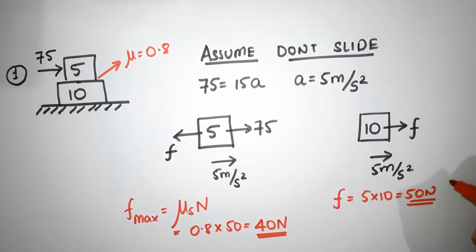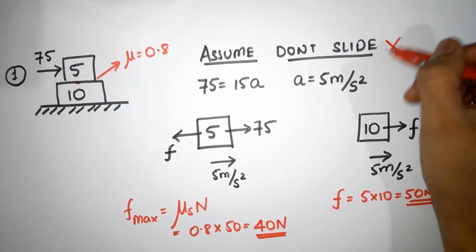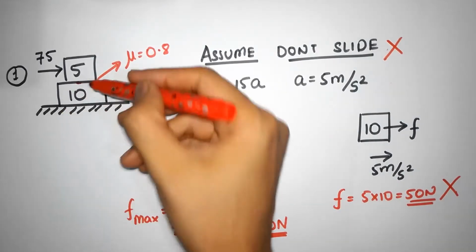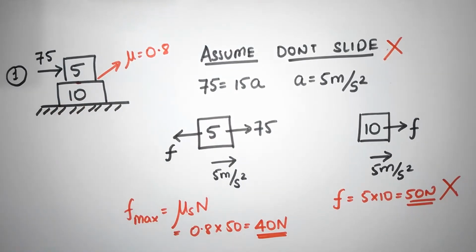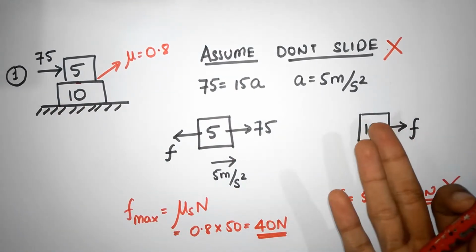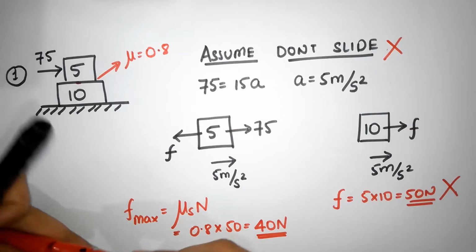I'm sorry, that's not gonna happen. So this assumption won't work. So clearly these guys will slide with respect to each other. So this is not gonna happen. So now let's see what is going to happen.